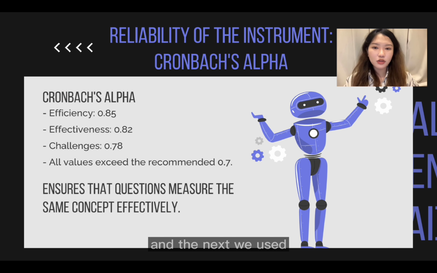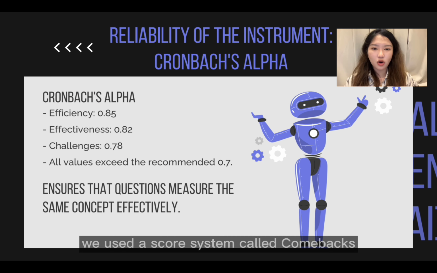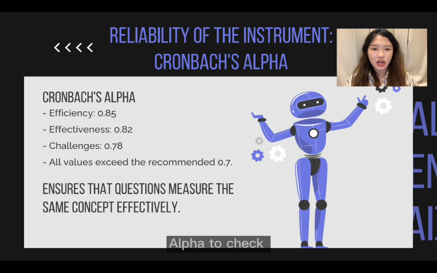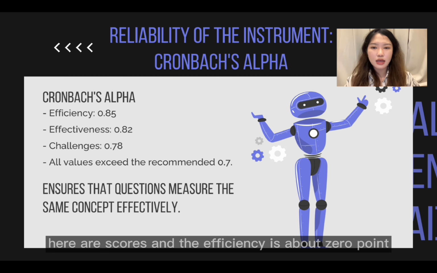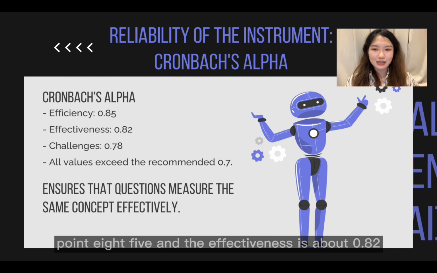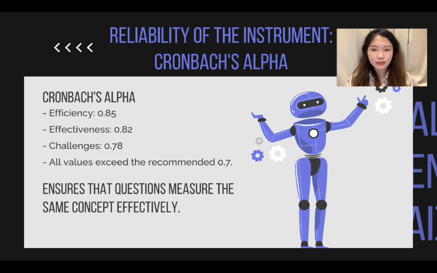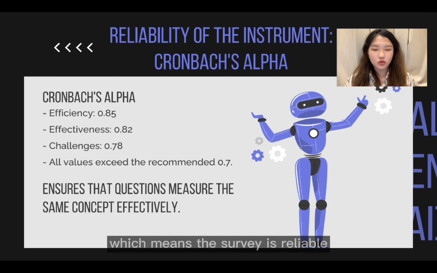Next, we used a score system called Cronbach's Alpha to check if the survey questions worked well together. Here are the scores: efficiency is about 0.85, effectiveness is about 0.82, and challenges is 0.78. All these are higher than 0.7, which means the survey is reliable.